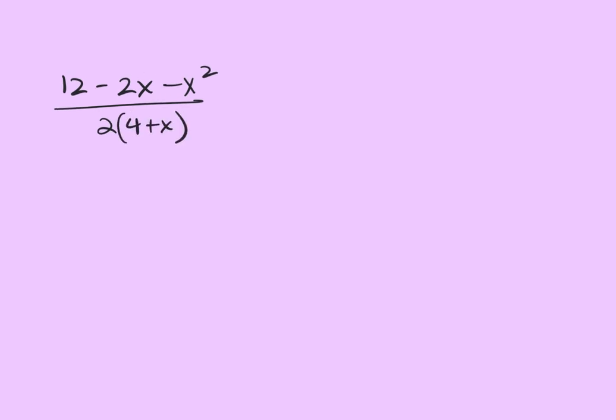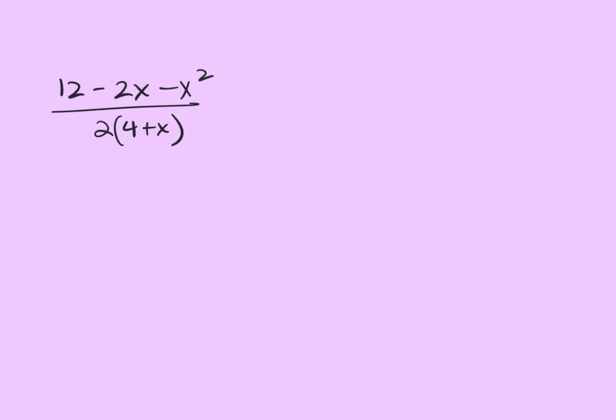12 minus 2x minus x squared. And then under it was 2 parentheses 4 plus x parentheses. Okay. So all the parts or something specific? I have to know how to get the slant.